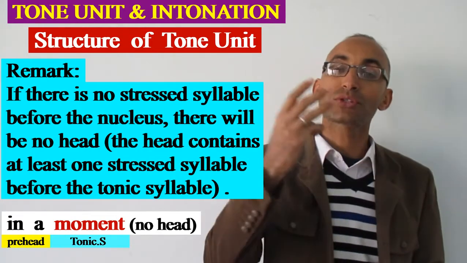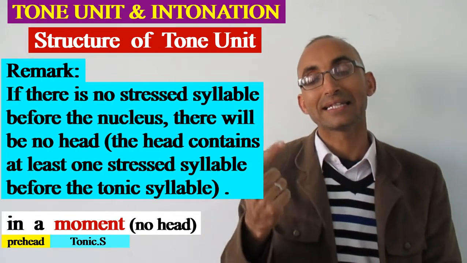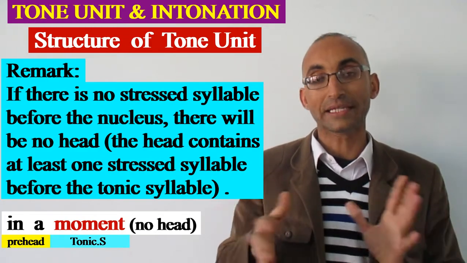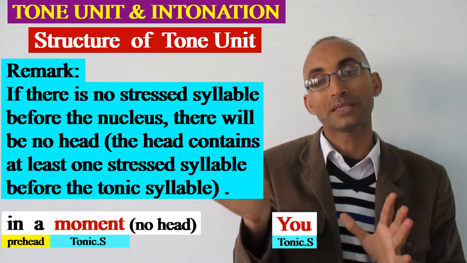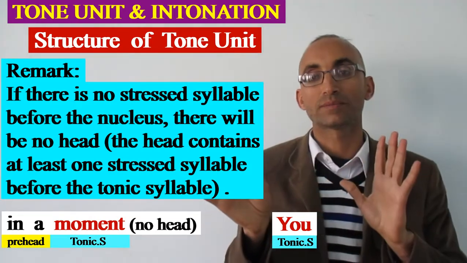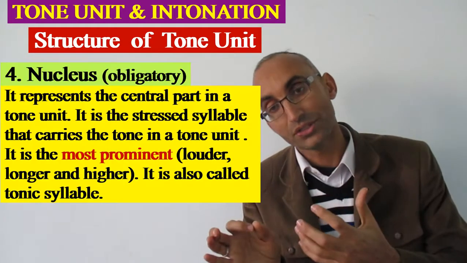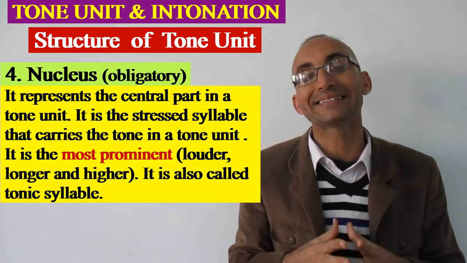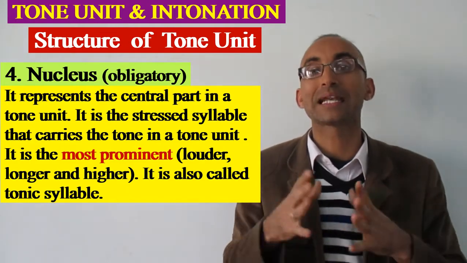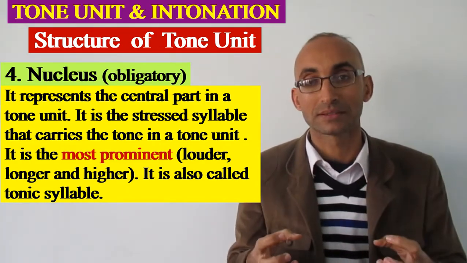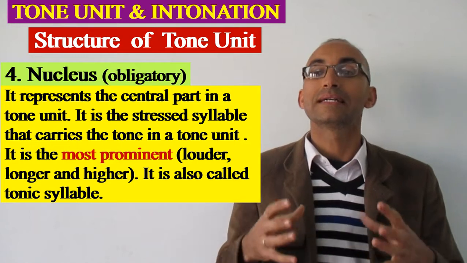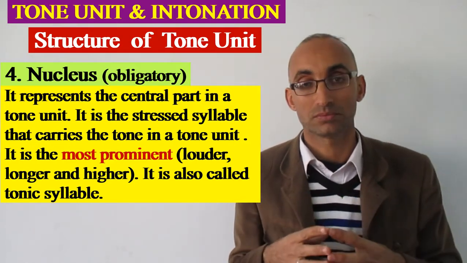Right. Good. Now, the two parts, prehead and head, are optional. They may exist and they may not. Like in the first instance, we said it's only a tonic syllable alone, without prehead, head, or tail. It's alone. Clear? Now, the nucleus is the central part in a tone unit. It is the tonic syllable, the main accented syllable in a tone unit. That's why it's compulsory. Any tone unit must consist of a nucleus or tonic syllable.